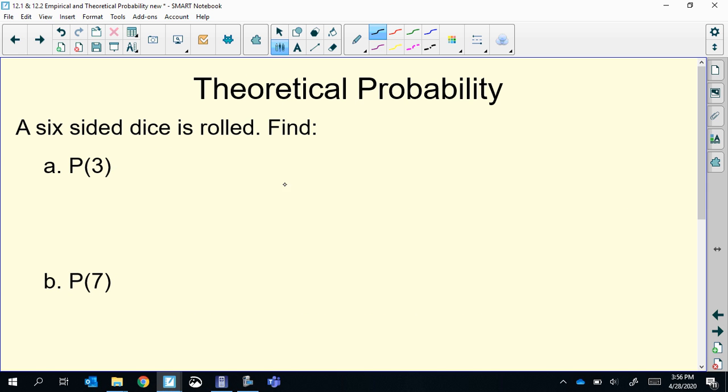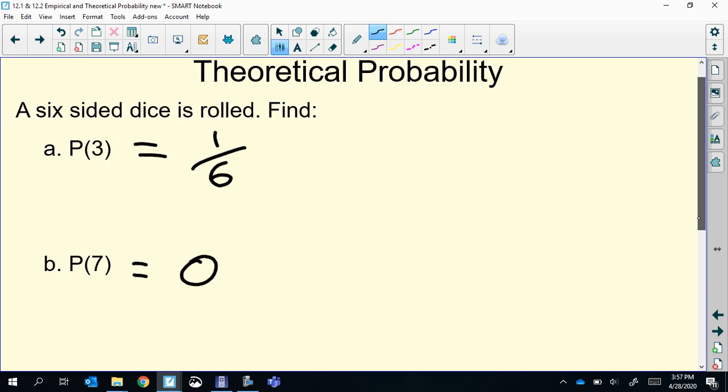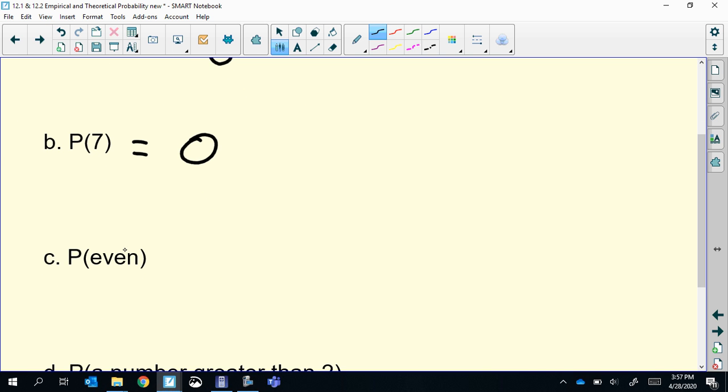So a 6-sided dice, what's the probability of getting a 3? Well, one of those sides out of the 6. So you can do it as a fraction, that is reduced. Probability of rolling a 7, well, none of the sides have a 7, so that probability would be 0. There's no chance of rolling a 7 on a single die. How about an even?